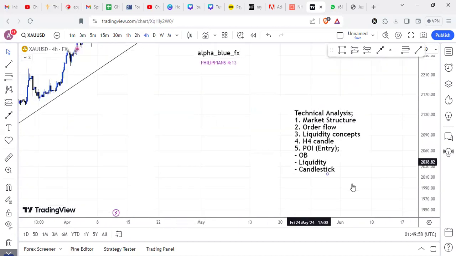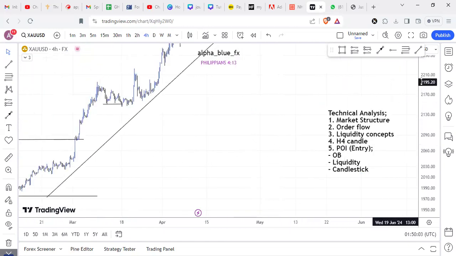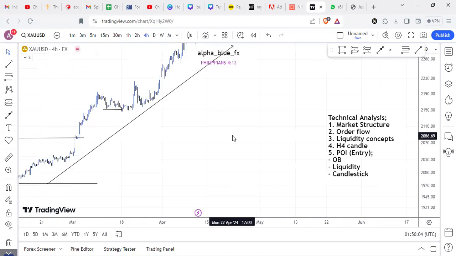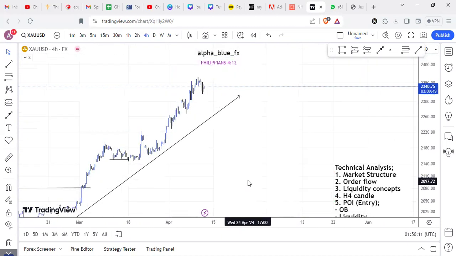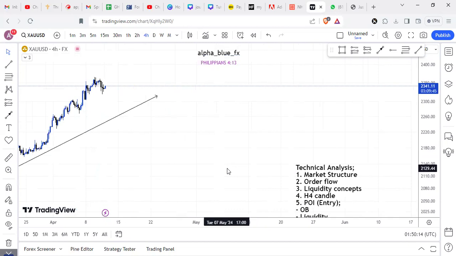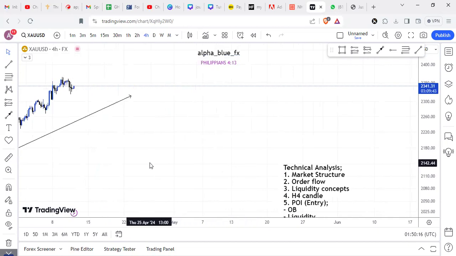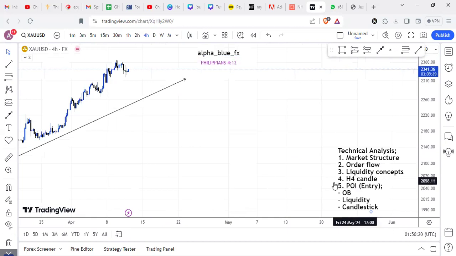So that's liquidity. Then we now have the H4 candle. The H4 candle is very, very key in this trading strategy. The H4 candle helps to tell you what you should be doing next. So the H4 candle will tell you whether you should be buying or you should be selling, right? When we start looking at examples, I'm going to explain further how you will use the H4 candle to know when to buy or sell.